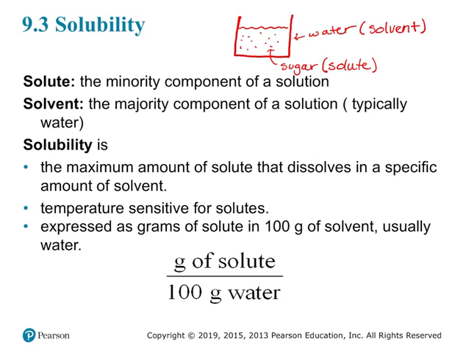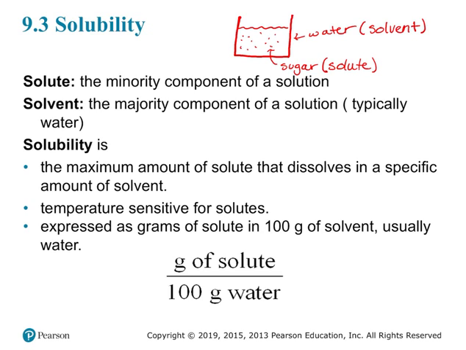So we can make a lot of different solutions, and again, whatever is present in the smallest amount is the solute. Whatever is present in the largest amount is the solvent. So you could mix two liquids together or two gases together, and whatever's present in the smaller amount is the solute.